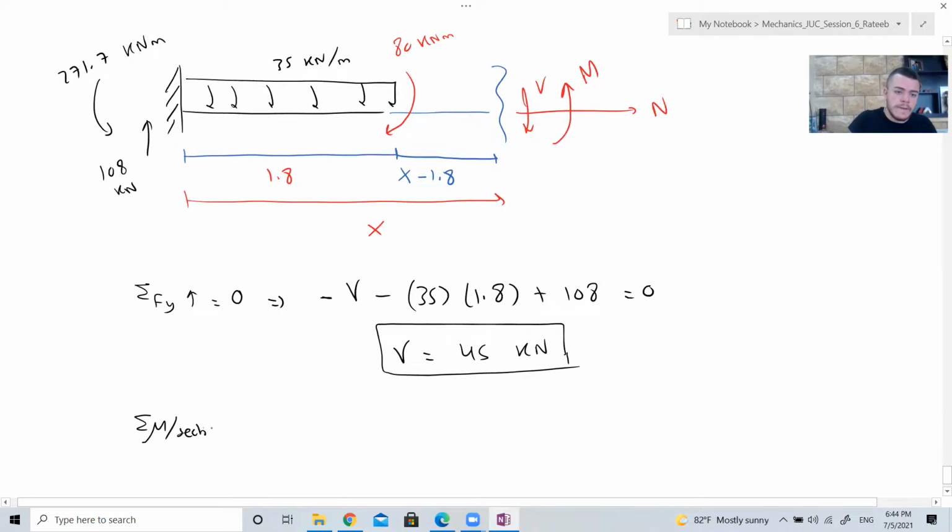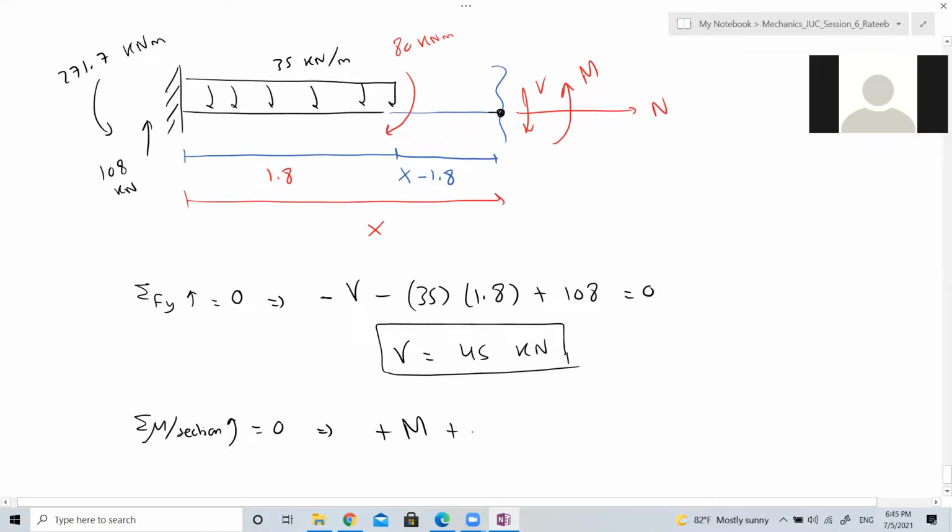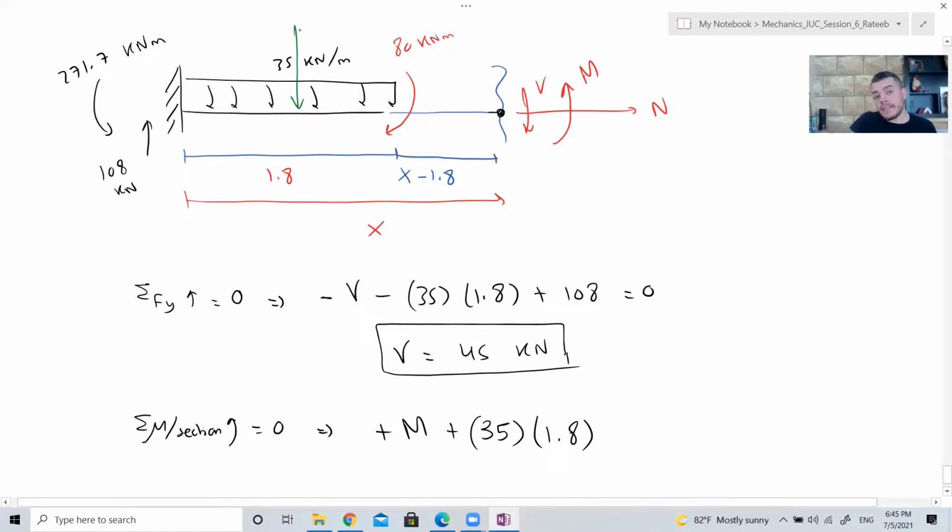Summation of moments about the section is equal to 0. This is the section, so plus M. What else do we have? Plus 35 multiplied by x minus 1.8. Wrong. First, multiplied by 1.8 gives you the force. Then you multiply it by the whole distance, which is x minus 1.8 plus 1.8 over 2.